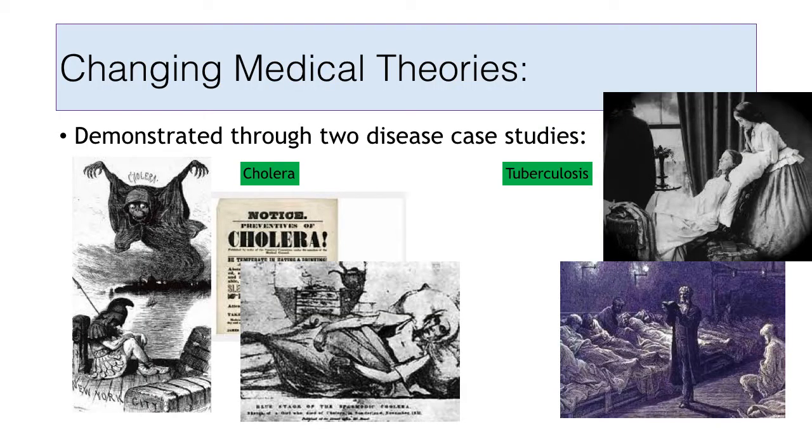We're going to study the transformation of Western medicine and the eventual acceptance of the germ theory by looking at two important 19th century diseases, cholera and tuberculosis.